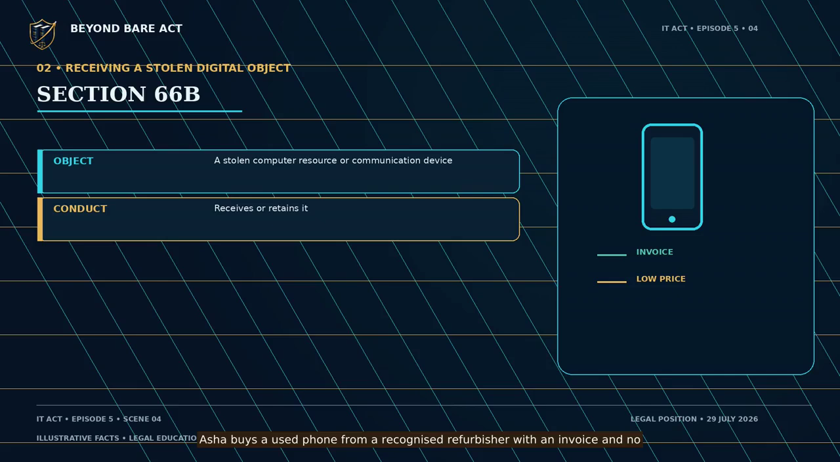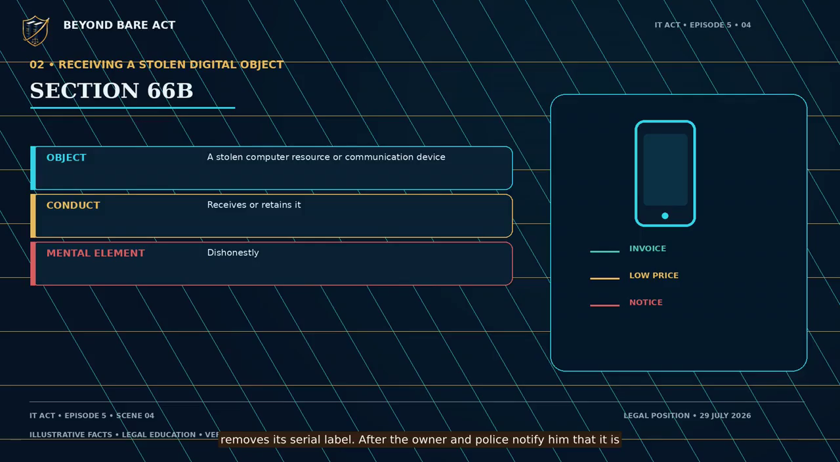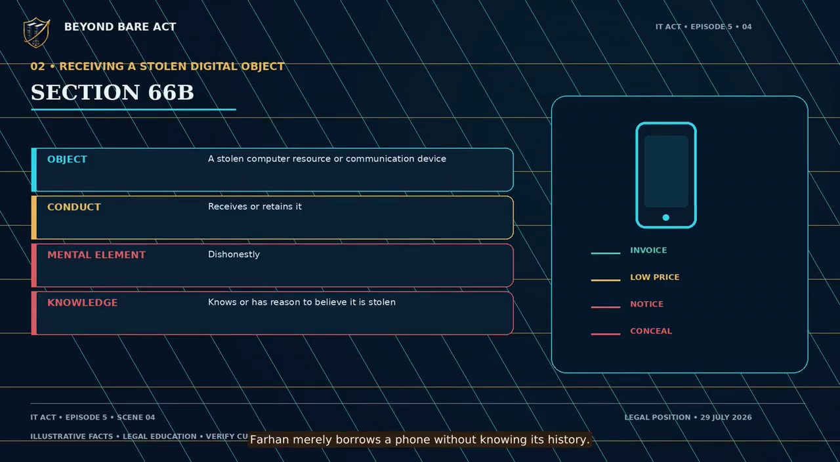Asher buys a used phone from a recognised refurbisher with an invoice and no suspicious information. Dev buys the same model unusually cheaply from an anonymous seller who removes its serial label. After the owner and police notify him that it is stolen, Dev hides it and continues using it. Farhan merely borrows a phone without knowing its history.